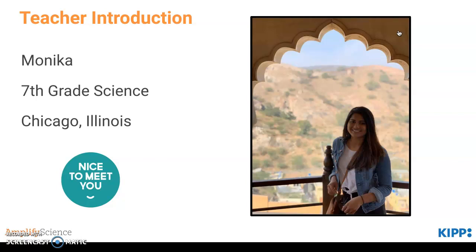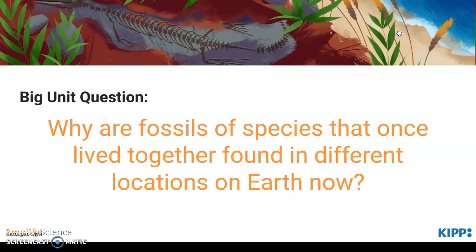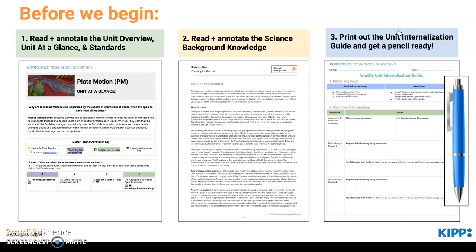The big question that the plate motion unit drives towards is, why are fossils of species that once lived together found in different locations on Earth now? But before we begin, make sure that you have the following things. 1, you have read and annotated the unit overview, unit at a glance, and standards. 2, you have read and annotated the science background knowledge. And 3, you have in front of you the unit internalization guide and have a pencil or pen handy.